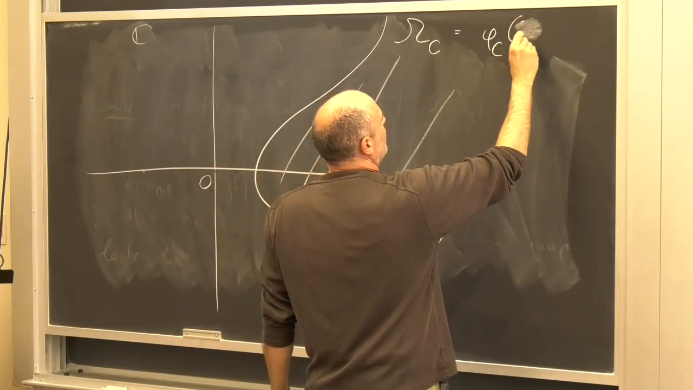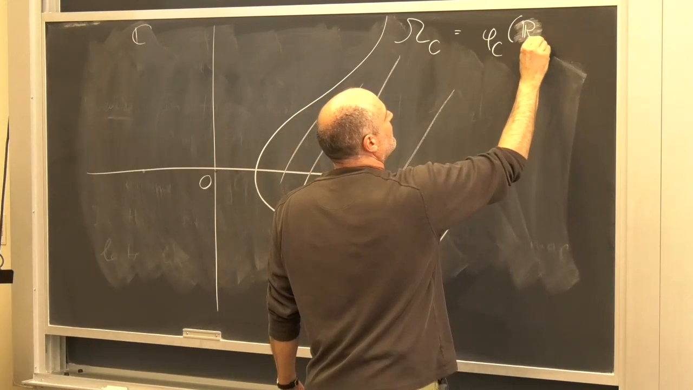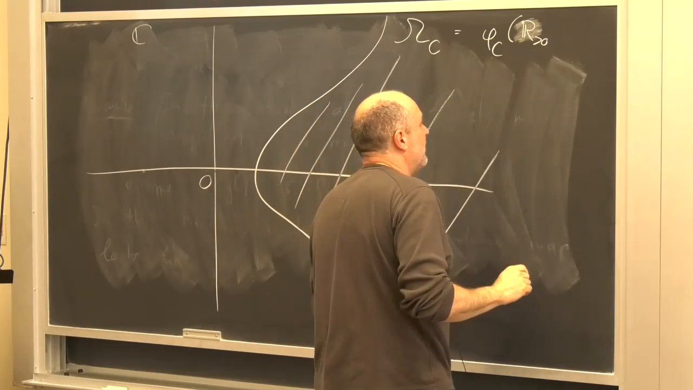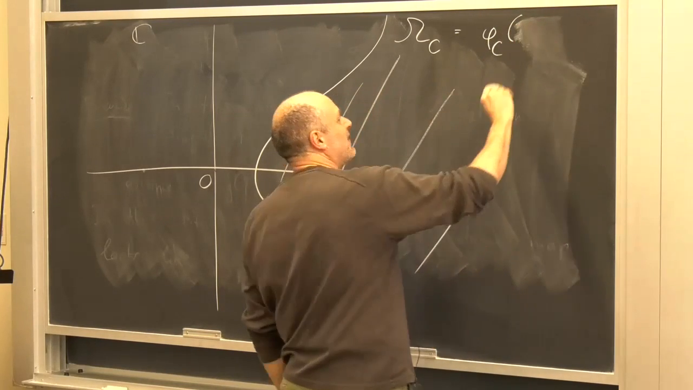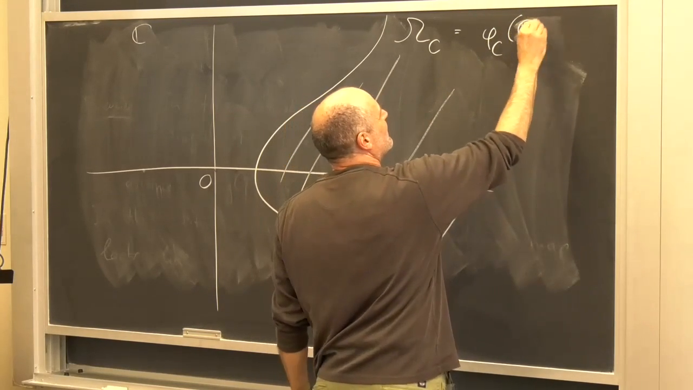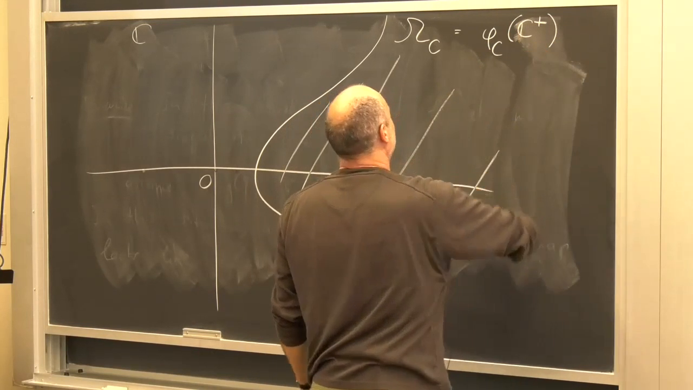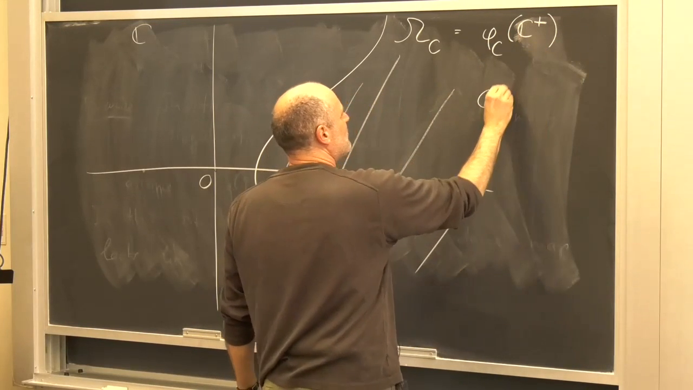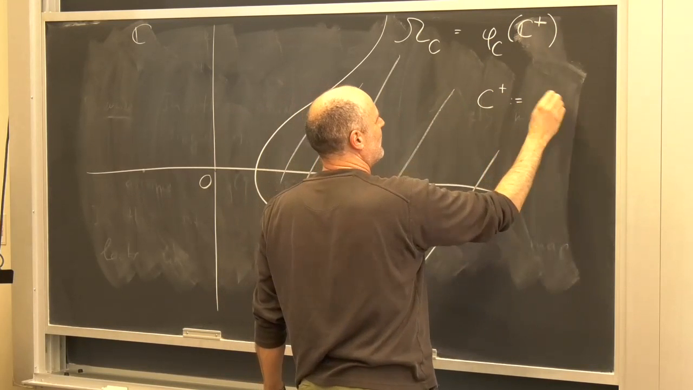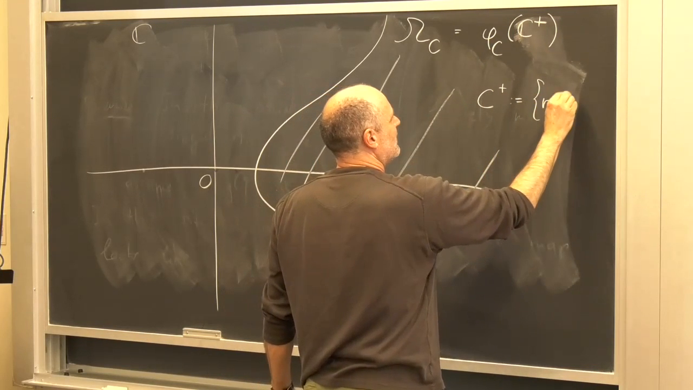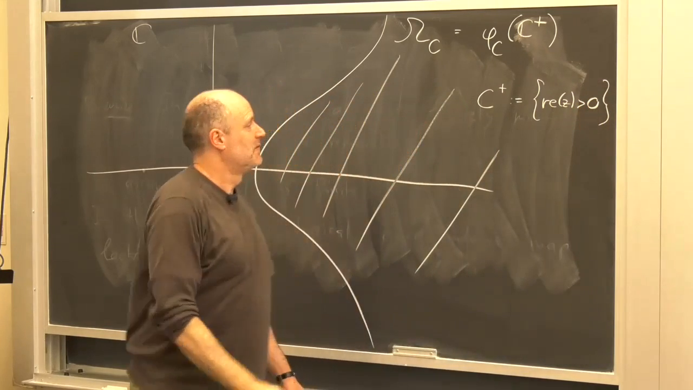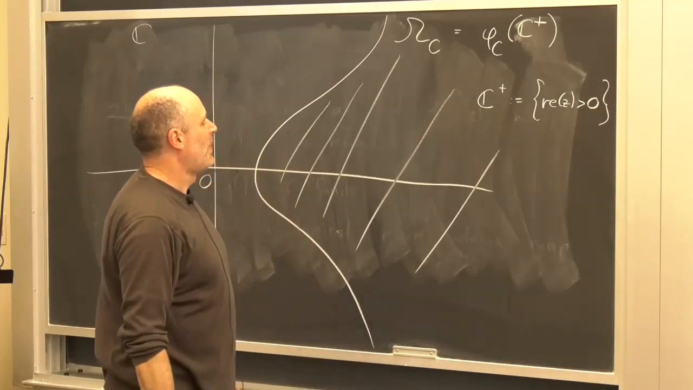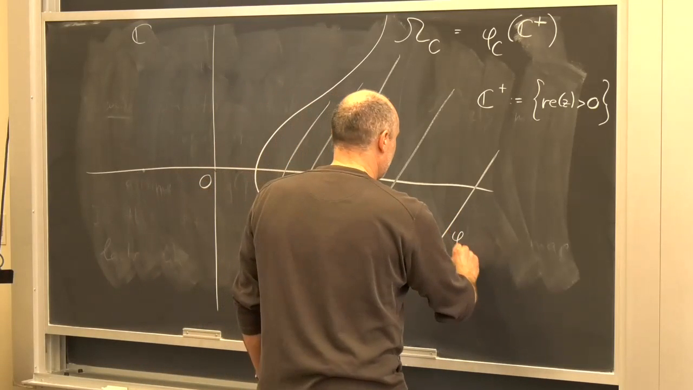Let's just call it, no, that's not the right half plane, that's usually the upper half plane. Okay, so no, that's not right either. What should I use for right half plane? C positive? Okay, so C positive is the right half plane. Okay. And phi C is the following simple map.